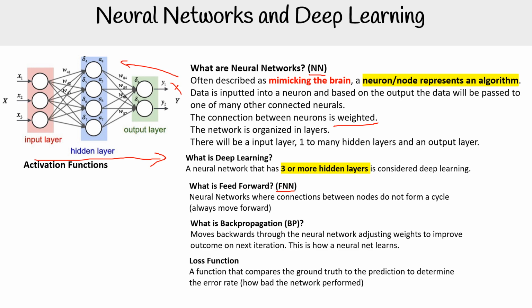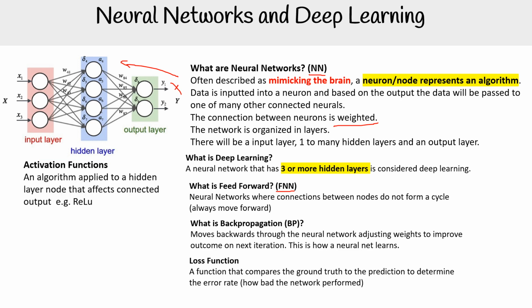Then you have activation functions. I'm just going to clear this up here. So activation functions are an algorithm applied to a hidden layer node that affects connected output. So for this entire hidden layer, they'll all have the same one here, and it just kind of affects how it learns and how the weighting works. So it's part of back propagation and just the learning process.